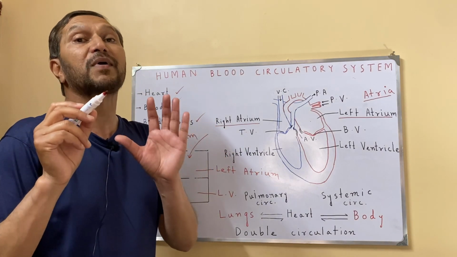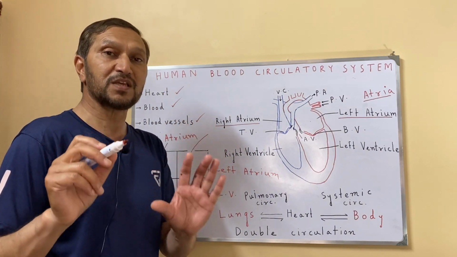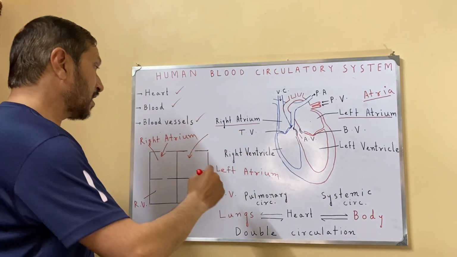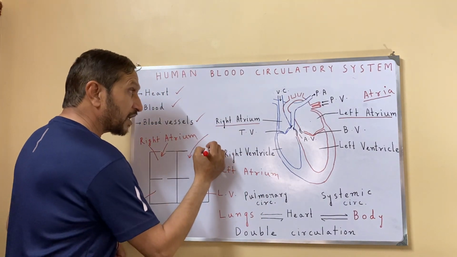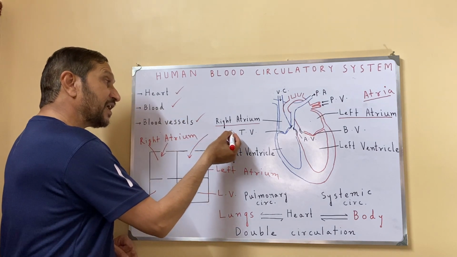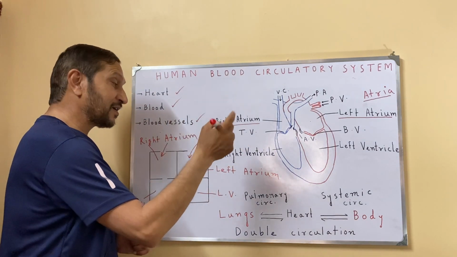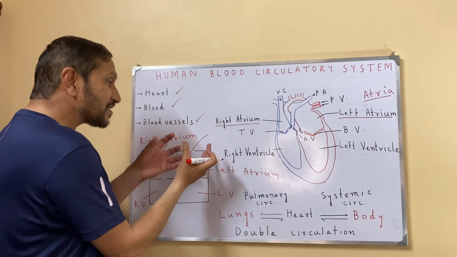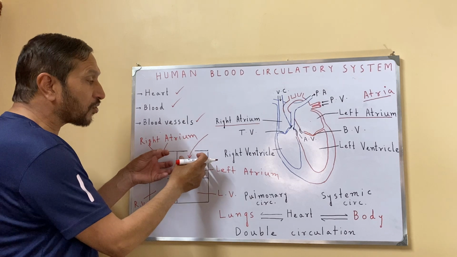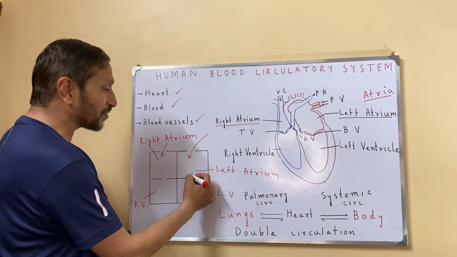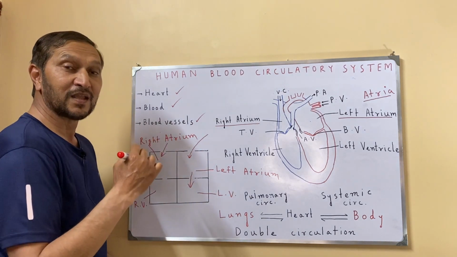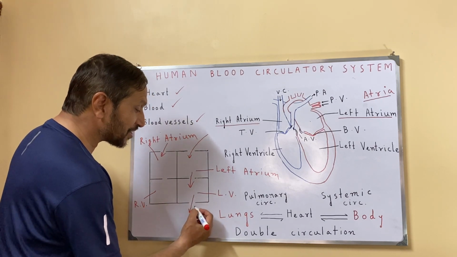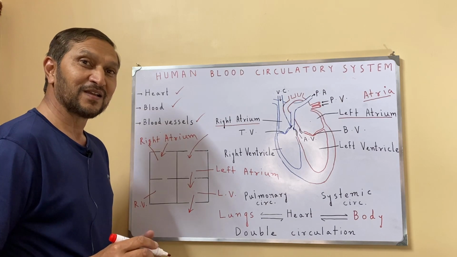When we say lungs, we must keep in mind the term pulmonary. The term pulmonary is specific for lungs. So the pulmonary vein will be sending the oxygenated blood towards the left atrium. And as the left atrium contracts, it will pump the blood towards the left ventricle. And from this left ventricle, the oxygenated blood will be sent to the whole body to supply oxygen.